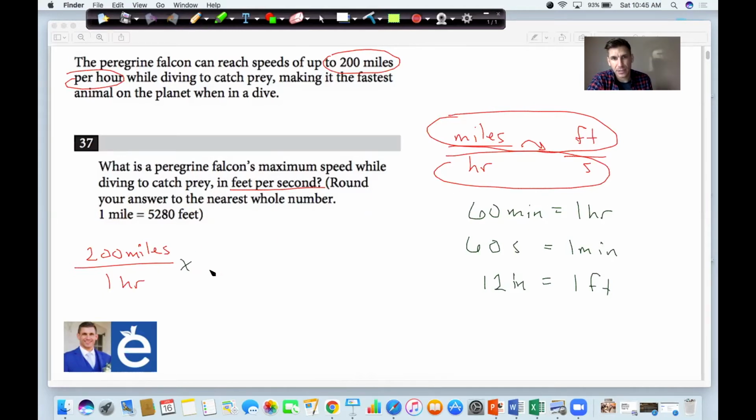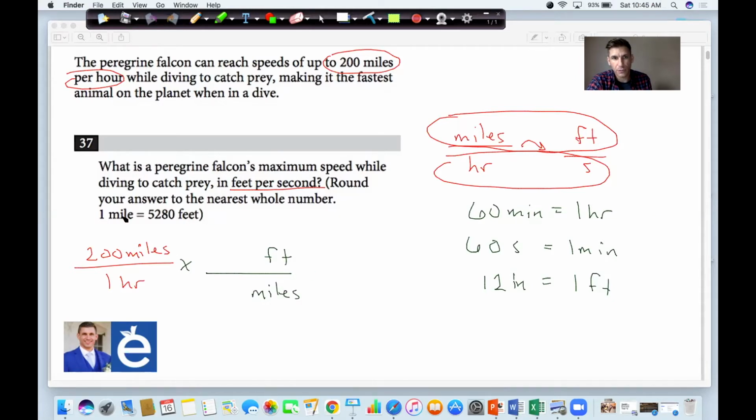So now here's the master trick of how you do any sort of unit conversion problem: I want to cancel my top unit in order to get it to a new desired unit. My desired unit of length in this case is going to be feet. This is in miles, so I need to go from miles here to feet up top.